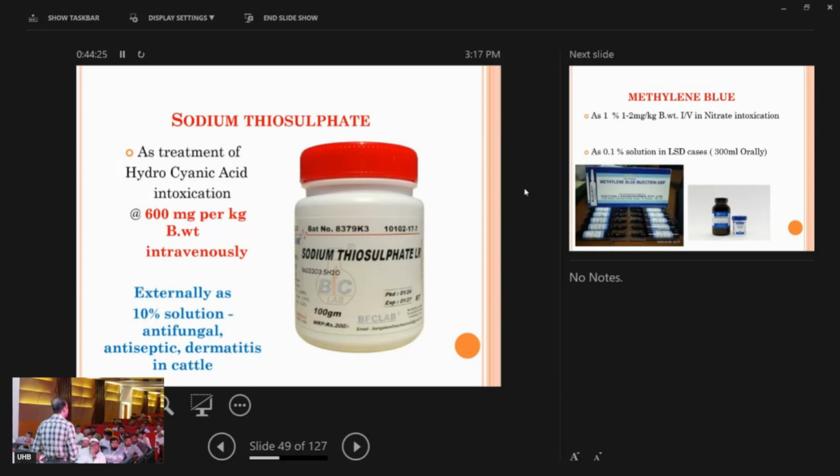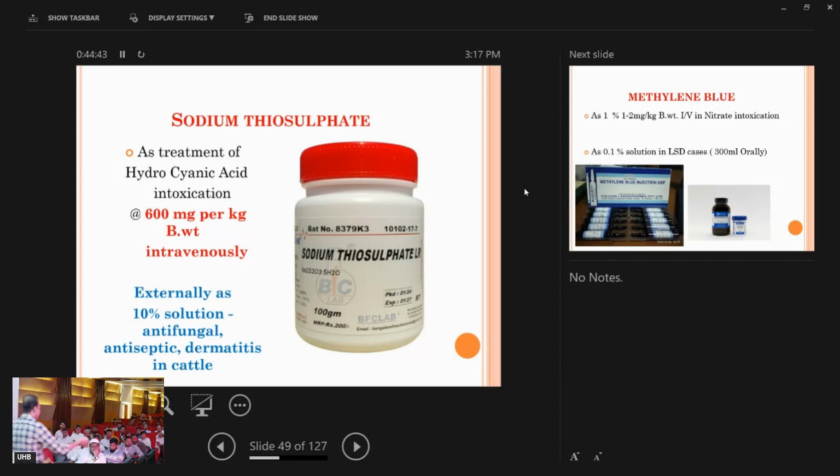The only antidote, the treatment, is sodium thiosulfate. There is no commercial preparation available in the market. You have to get it from the shop, and the dose is 660 milligram per kg body weight. You have to mix it with normal saline and give it.